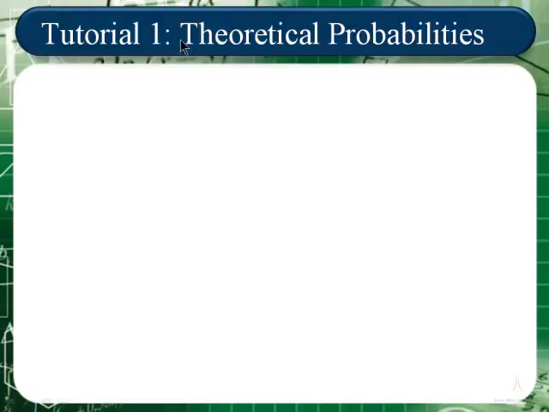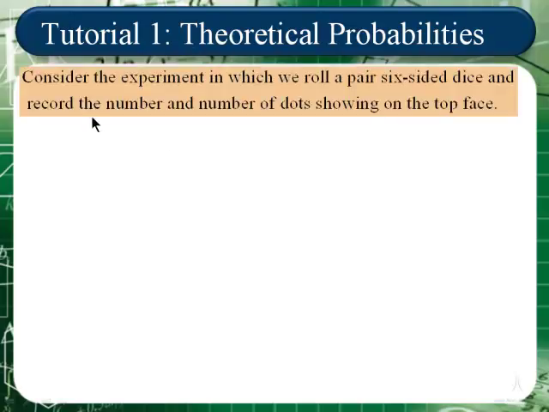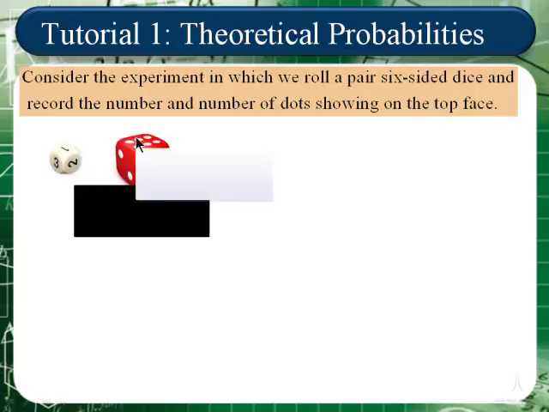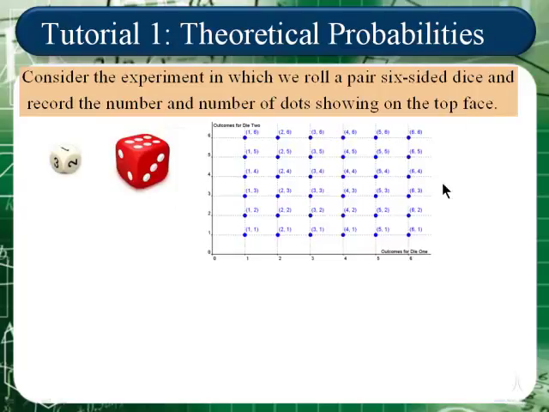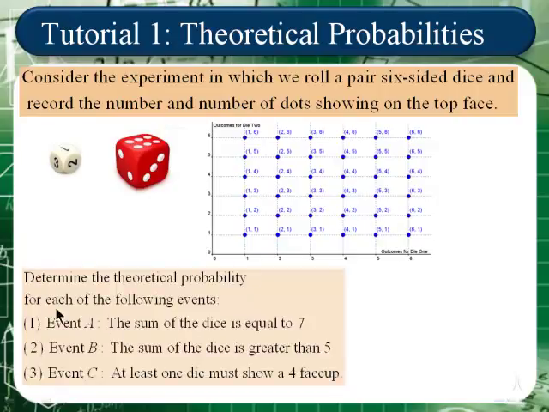You should now be in a position to tackle tutorial 1, dealing with theoretical probabilities. So consider the experiment in which we roll a pair of 6-sided dice and record the number of dots showing on the top face. Now we have listed earlier the 36 possible outcomes as ordered pairs, and we've done it graphically. The question now is to determine the theoretical probability for each of the following events.